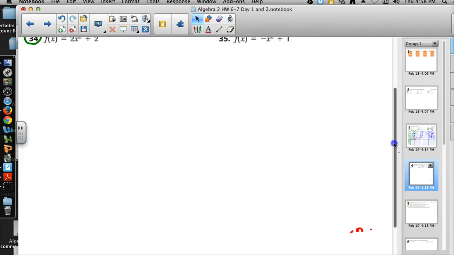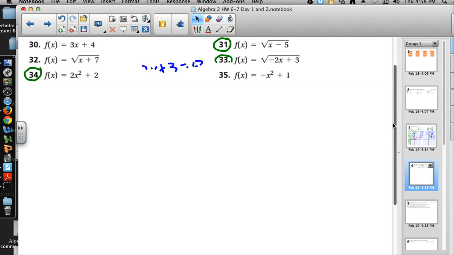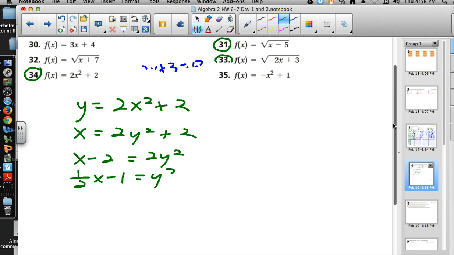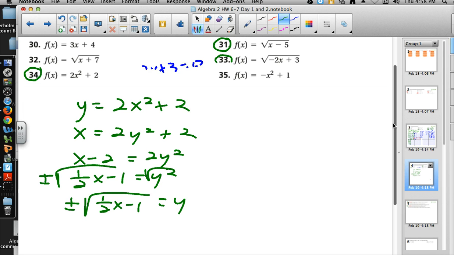So let me go back and look at 2x squared plus 2. So y equals 2x squared plus 2. We want to find the inverse. We're going to switch the x and the y. We're going to subtract the 2. We're going to divide by 2. And we're going to take the square root. And that, of course, introduces that plus or minus. So right away, we know that our inverse is not going to be a function. All right, so back up.